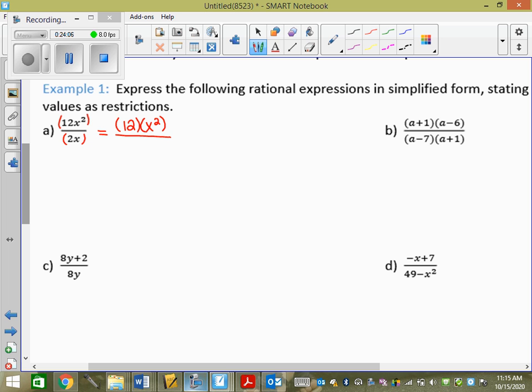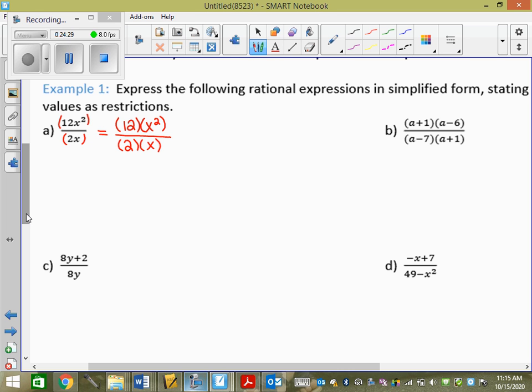The bottom, I have a 2 and an x. Can I do anything to that? Just write it in separate brackets, right? And I can write it in separate brackets because it's multiplied. If it was an addition and subtraction, those babies would be stuck together and you'd have to put a bracket around both of them. But these are multiplied, so I can go 2 and an x. Now, some people get super excited and see they can cross stuff off at this point.